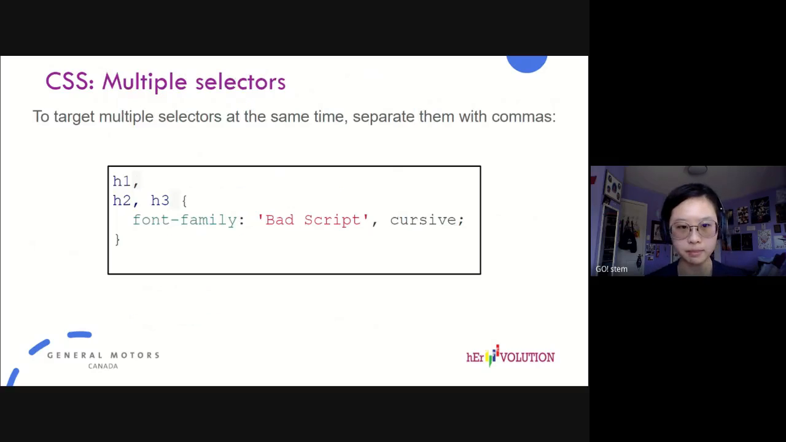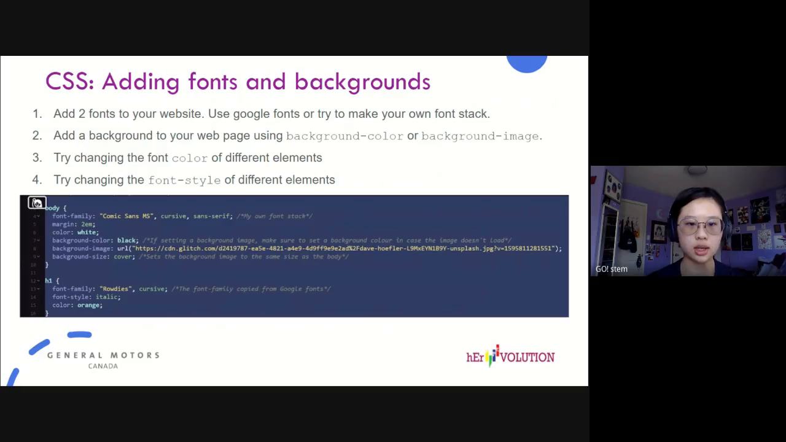You can also target multiple selectors at the same time by separating them with commas. So if I want H1, H2, and H3 all to use the font family Bad Script and then cursive, you can select all three at the same time, so you don't have to write it 3 times to have that font family. So, adding fonts and backgrounds.